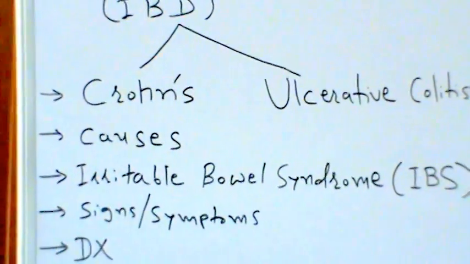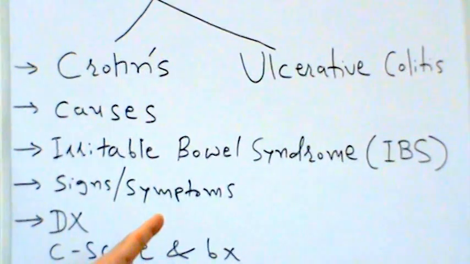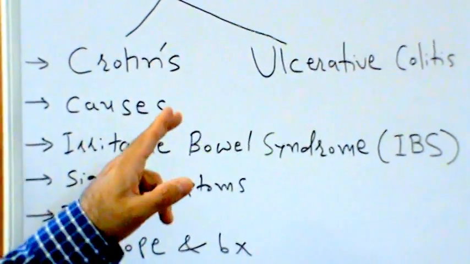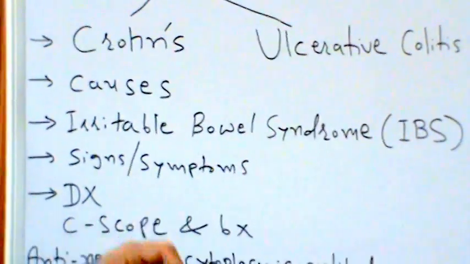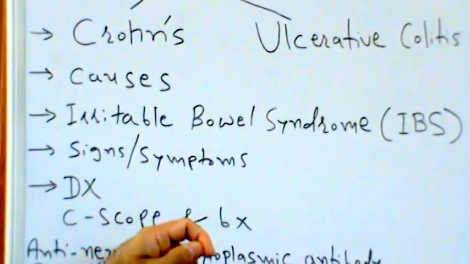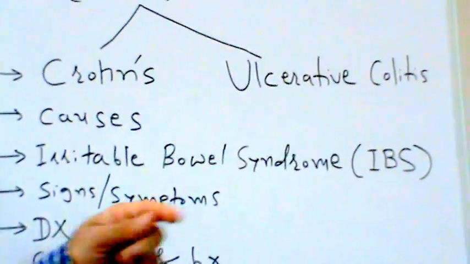And in Crohn's disease, the inflammation of the intestine can skip, leaving normal areas in between patches of the diseased intestine. Whereas in ulcerative colitis, there is a continuous involvement.